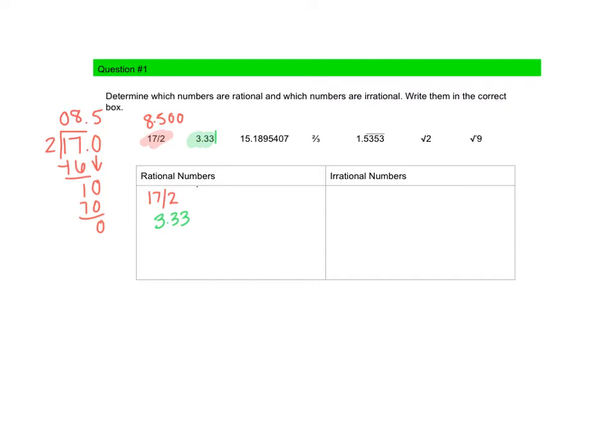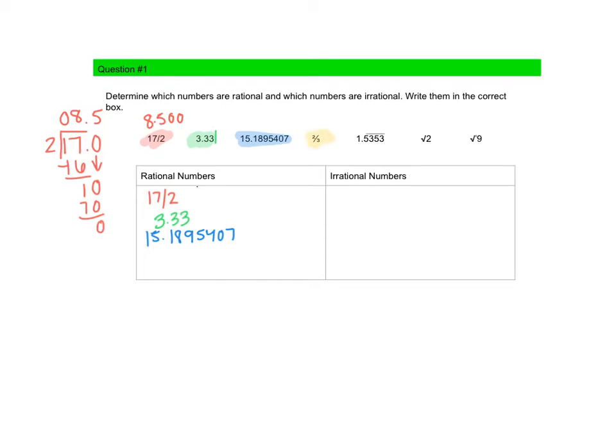Okay, next we have 15.1895407. This is a super long decimal, but there's no ellipses, there's no dot, dot, dot. There's no line over top that says it doesn't end. It stops exactly where it is. I could write this as a fraction if I wanted. I could continue with the decimal by adding zeros if I wanted. So this is a rational number, 15.1895407, rational.